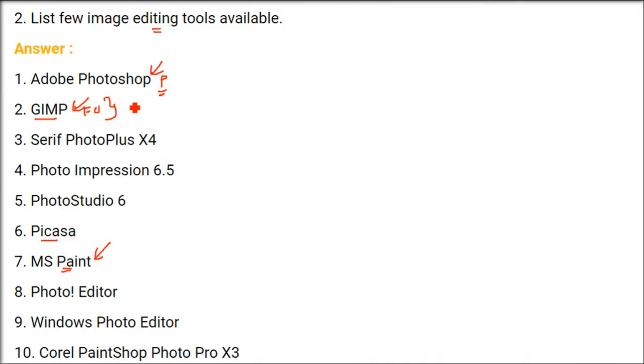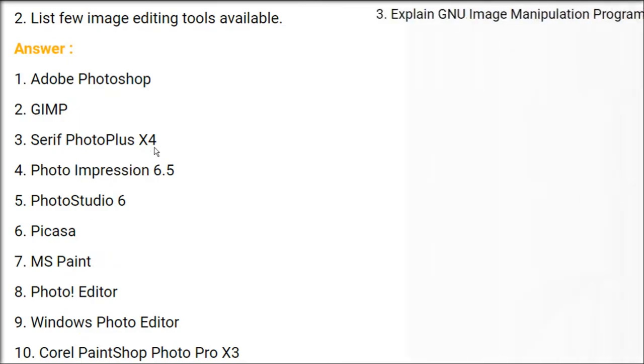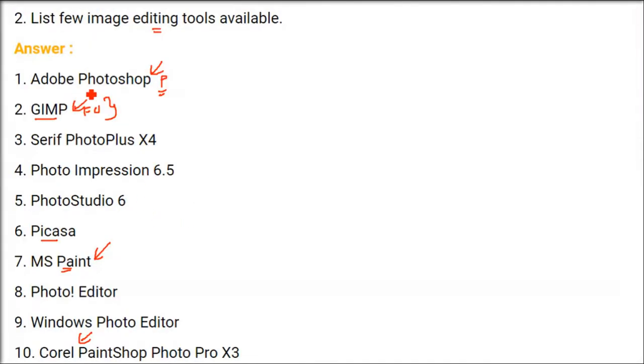MS Paint is very lightweight image processing software, so you can just do certain things which are required. So there are so many. Corel Paint Shop Photo Pro X3 is also very competing, very strong software, very handy to use. Every software has something different, some processing which is stronger or something which is different from the other. So let me just go through this.